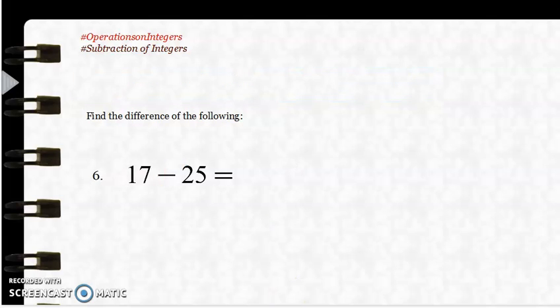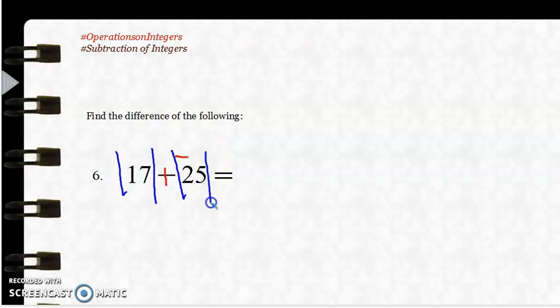Next, in the next one, you have 17 minus 25. Again, applying the rule, change the sign of the subtrahend. The 25 here becomes negative, and proceed to addition. And then you take the difference of their absolute values.